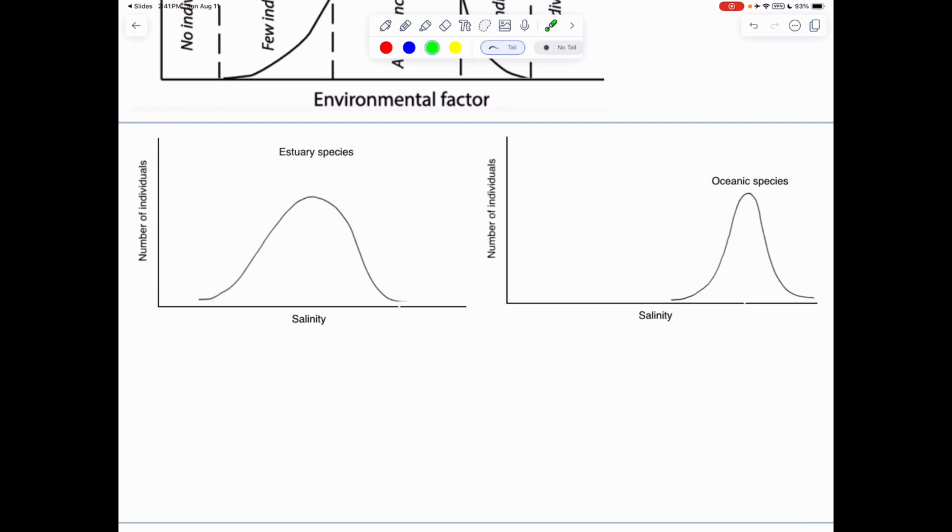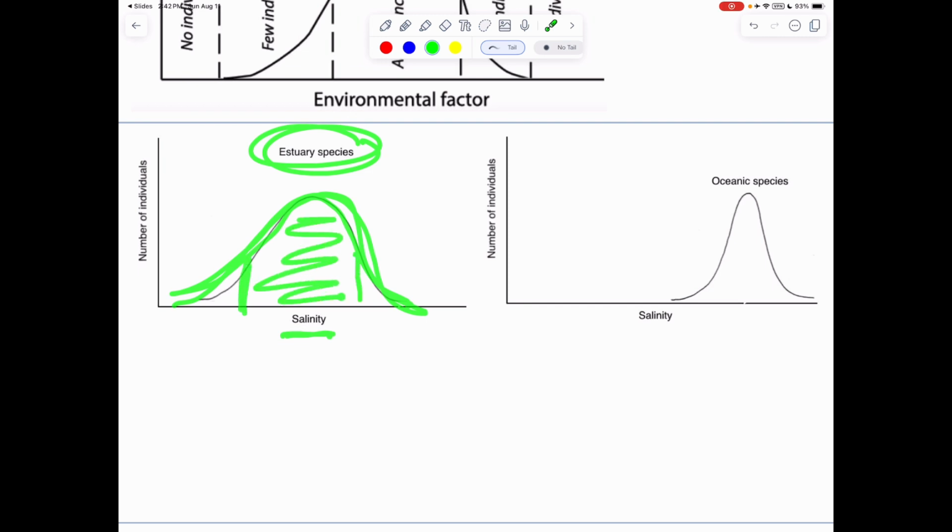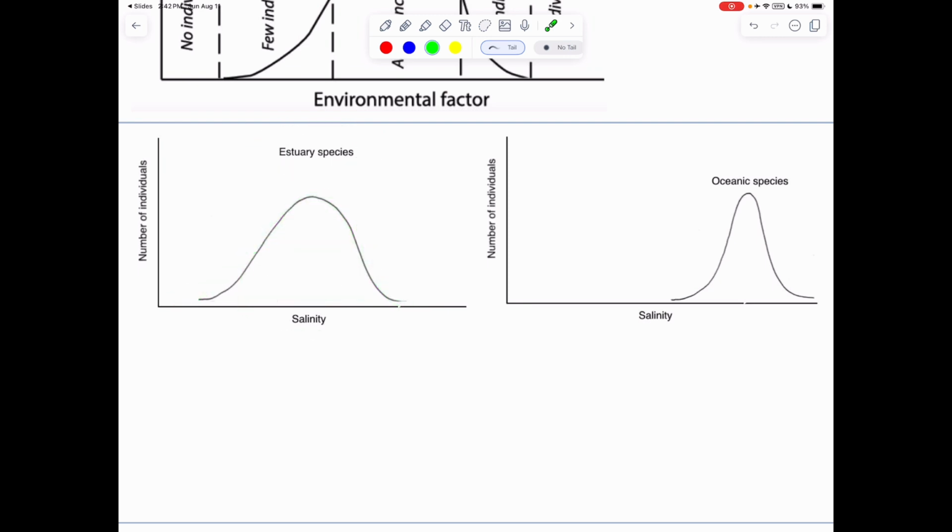Now, we're also going to see how some species shift with the salinity. Here's an example. These are estuary species. If you notice, this is a lot wider. That means that estuary species are much more adaptive to the many variations in salinity. They can handle lower levels, higher levels, and everything in between. So their range of tolerance is a lot wider, whereas for oceanic species, their range of tolerance is much more specific. It's much narrower.